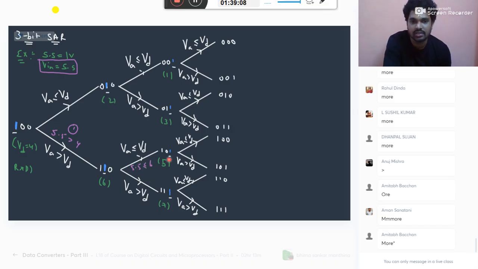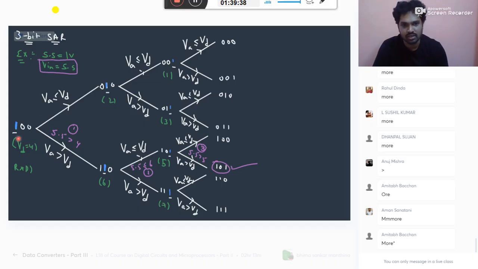Then it will come to this condition in the second step. Now what is my input? 5.5. 5.5 is greater than 5 only. So finally, from the third step, you will get the answer equal to 101. Is it clear? So let me repeat.